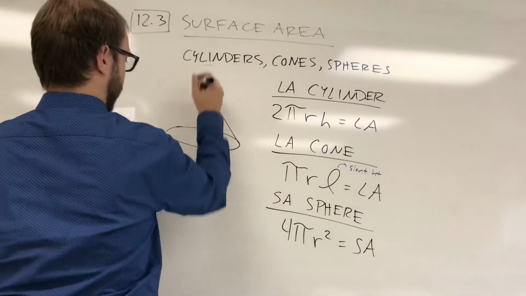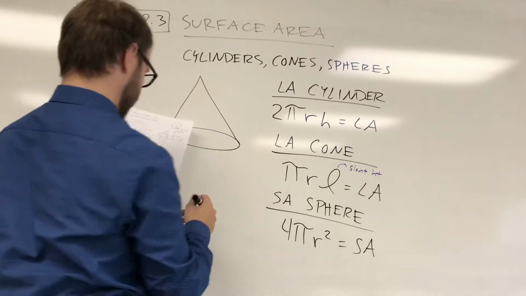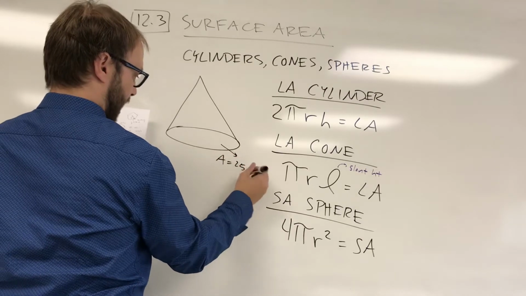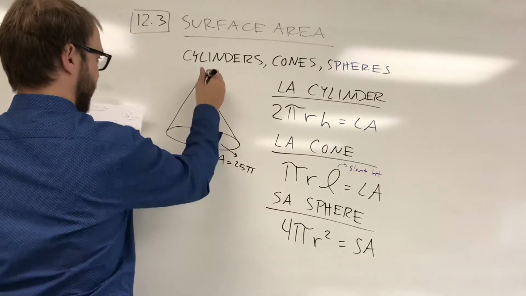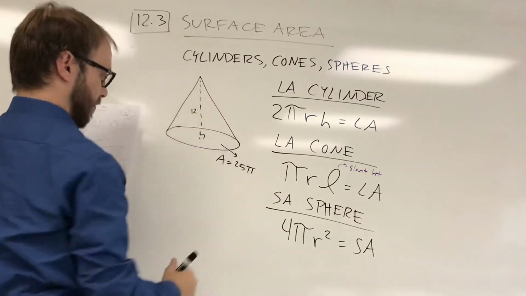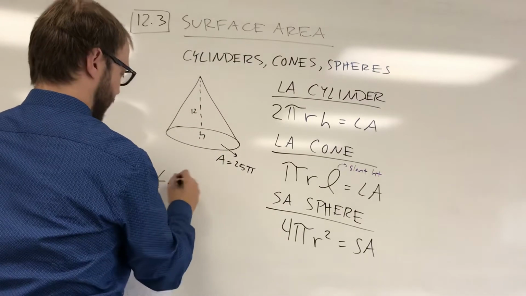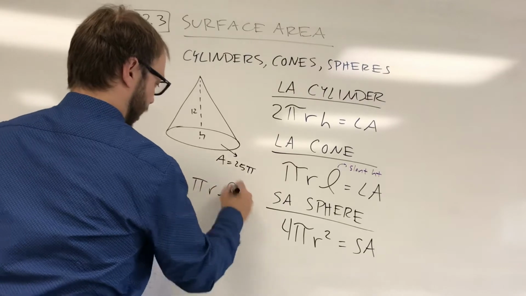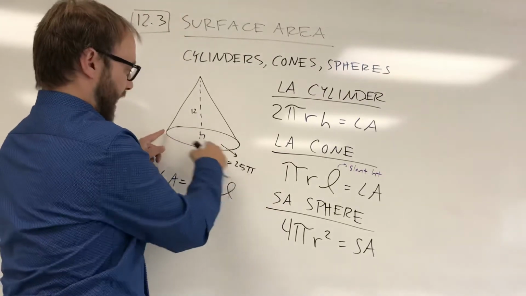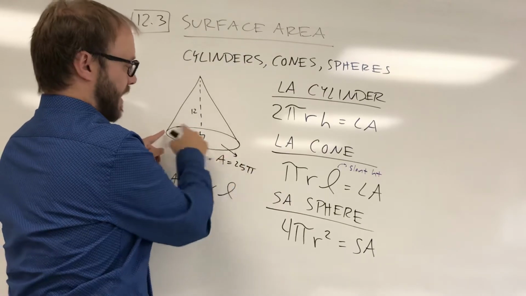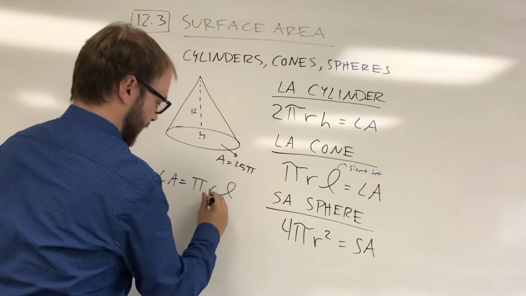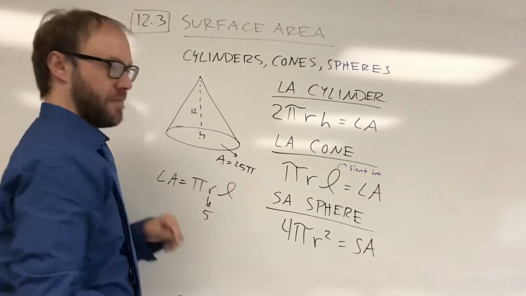So let's say I have a cone here. I got a circle base, comes to a point at the top. Let's say that the base area is 25 pi, and let's say that they tell us that the altitude of this cone is 12, okay? If I want to find the lateral area, it's pi r l, pi times the radius times the slant height. Remember, the area of a circle is pi times the radius squared. So if the area of the base is 25 pi, that means the radius would be 5, okay?